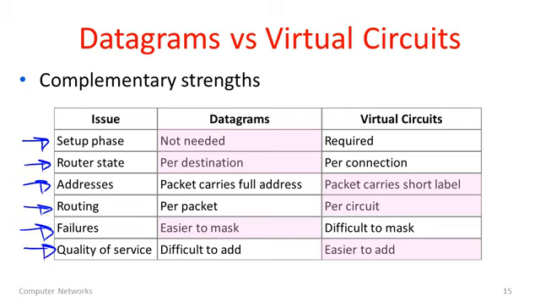Quality of service is the other way around. With datagrams, every packet is handled independently. So it's hard to add quality of service because quality of service is usually not something that applies to an individual packet. Usually it applies to a group of packets, like all of the packets in a video conference, for it to be useful, for example. With virtual circuits, it's easier to add because we do have this identifier for all of the packets in a circuit. We might have one circuit for the whole video conference, for example.